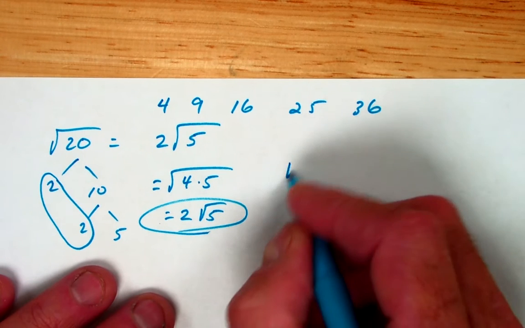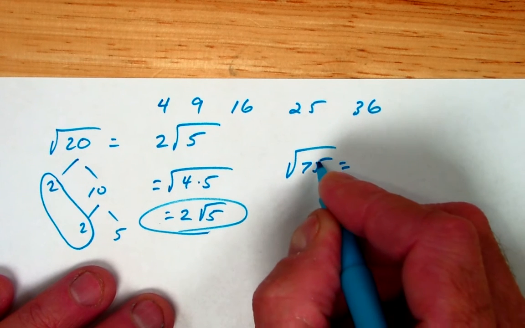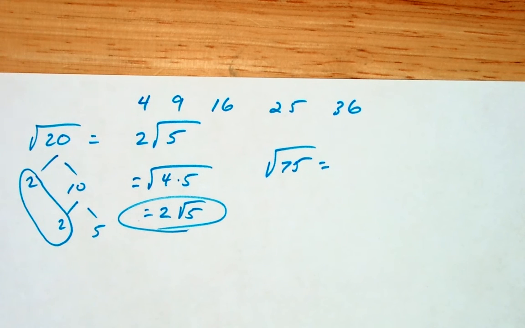Here we go. Let's try another one. Square root of 75, please. Go. I don't care how you do it. Oh, what the heck?